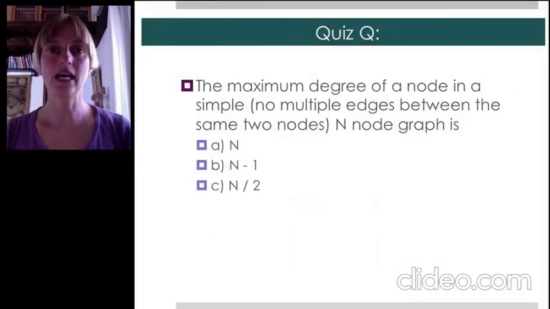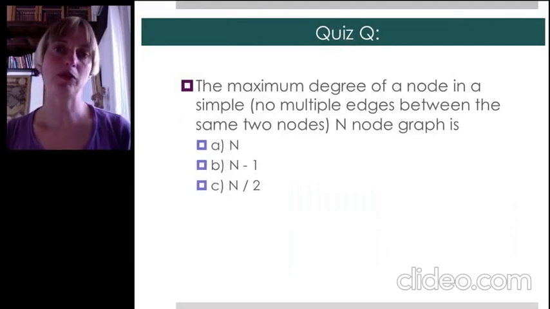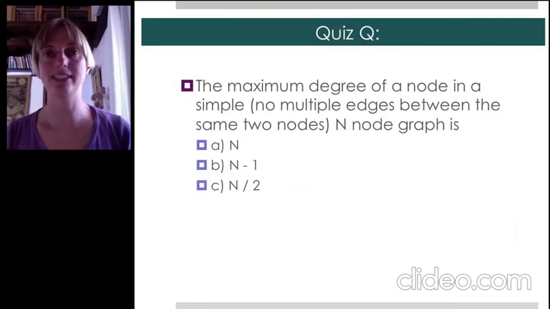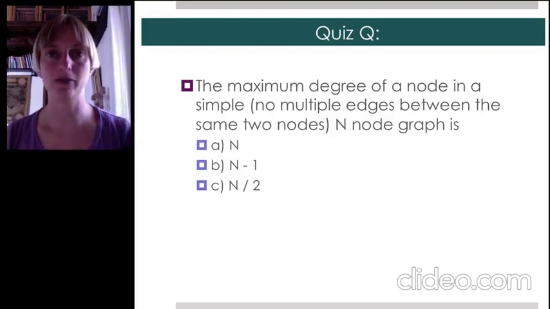So let's do a little bit of comprehension here. What is the maximum degree that a node can have in a graph that has n nodes? And here we're assuming that the graph is simple, meaning that you can't have multiple edges between two nodes. It's like two people can only have one friendship. They can't have two or three or four friendships between them. This is the kind of graph that Erdős and Rényi modeled, the simple graph. So what is the maximum degree in this case?